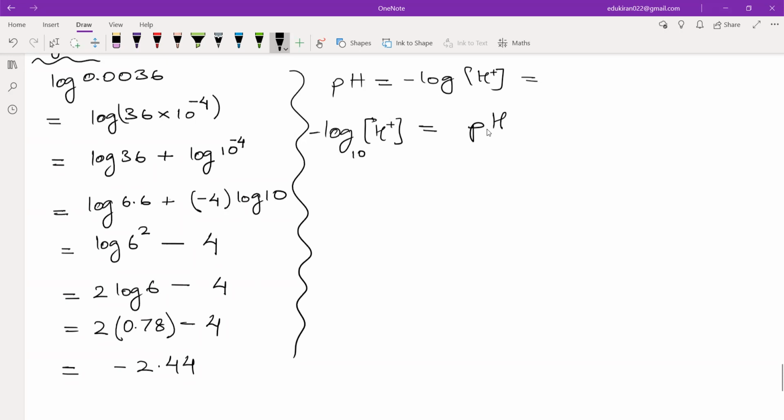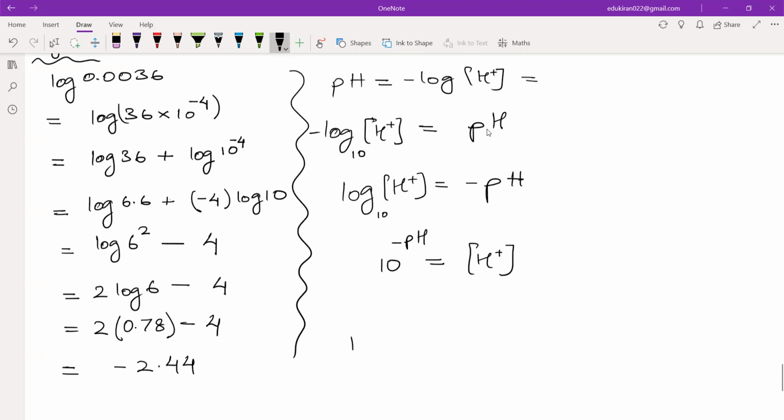Sorry, base of 10. I am sorry. H plus, and I can write this as minus pH, right? Then I can write that 10 to the power of minus pH is equal to the concentration of H plus.